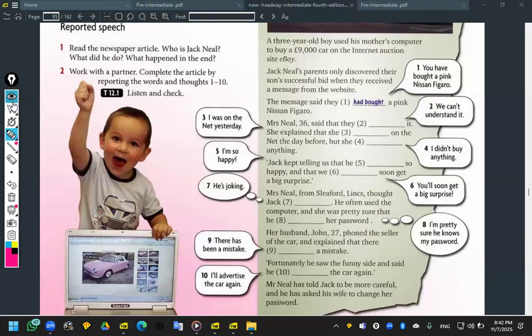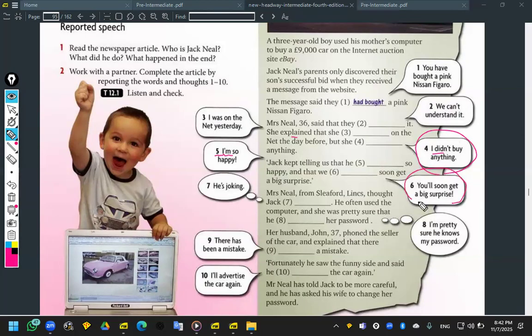And Figaro. Mrs. Neal, 36, said that they couldn't understand it. She explained that she had been on the net the day before, but she hadn't bought anything. So she hadn't bought: simple past becomes past perfect. Jack kept telling us that he was so happy and that we would soon get a big surprise.